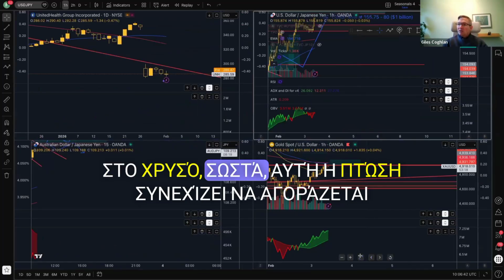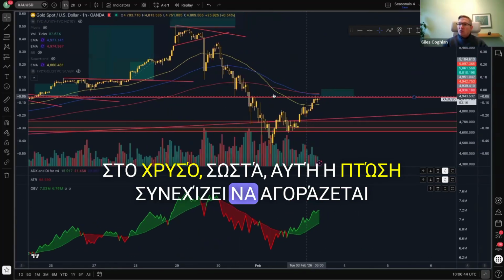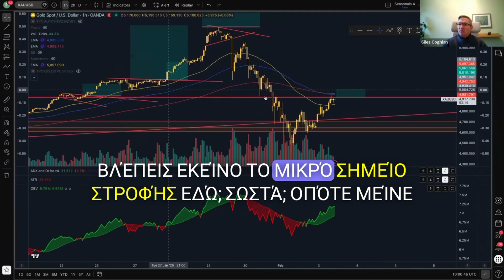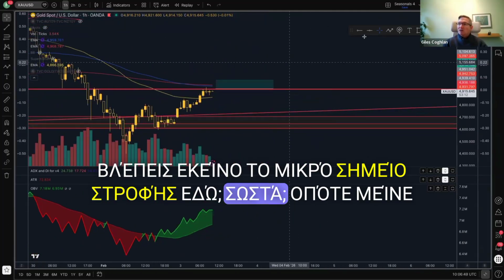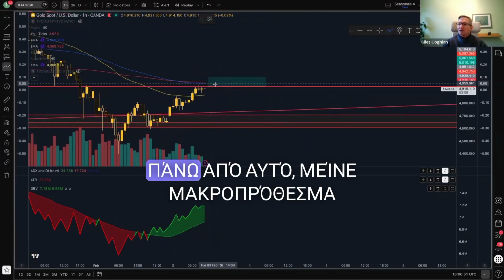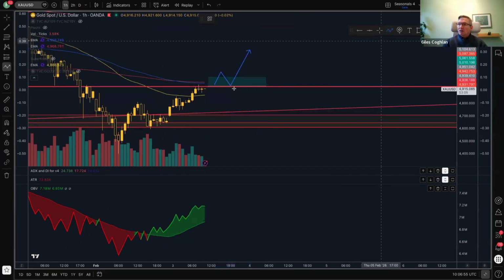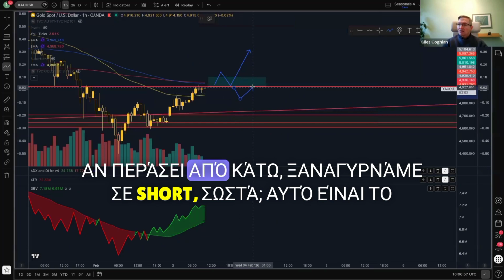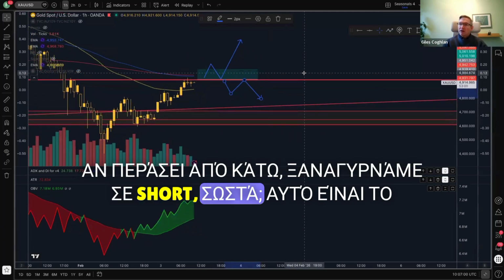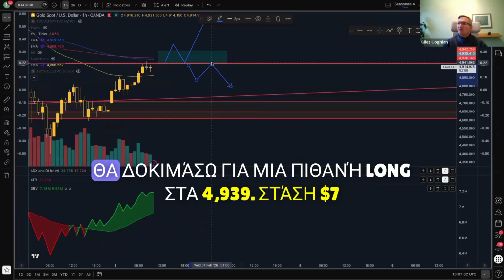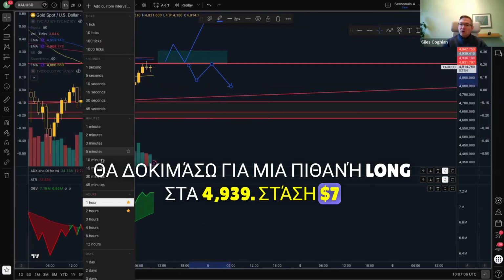In gold, this dip is continuing to be bought. You see that little turning point here? So stay above this, stay long, go underneath, go back short. So this is the level. I'm going to go for a potential long at the 4939, $7 stop.